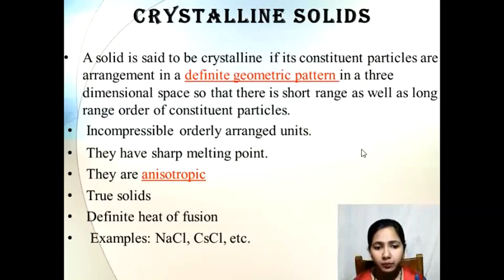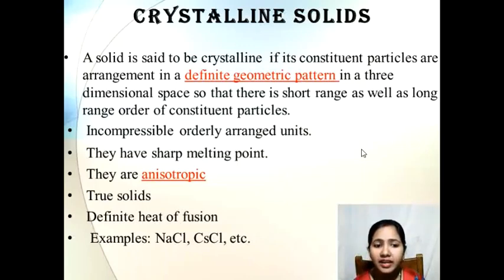They have sharp melting point. See the next point it is given here, that is they are having the sharp melting point. Now what does it mean, sharp melting point? It means that the crystalline solids melt at a particular temperature. See, if I take an example like NaCl crystal. If I say that NaCl solid crystal melts at 270 degrees Celsius, it means it melts only at that particular temperature, not even 1 degree less or 1 degree more. So this is what is called sharp melting point at a fixed temperature.